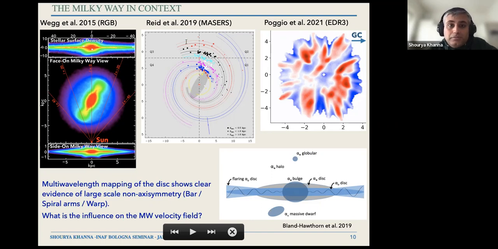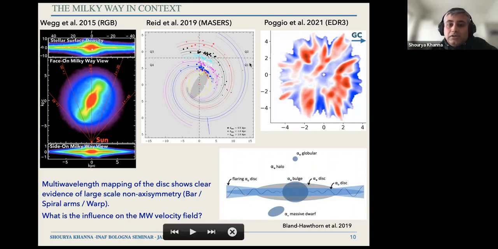So this is a model from Reed et al., where they have about 4 main spiral arms in this case, all traced by these masers. And now, of course, with Gaia, we can do the same kind of thing, but much more locally. So this is work by Eloisa Poggio, for instance, where she looks at the local spiral arms by carefully selecting hot young stars.